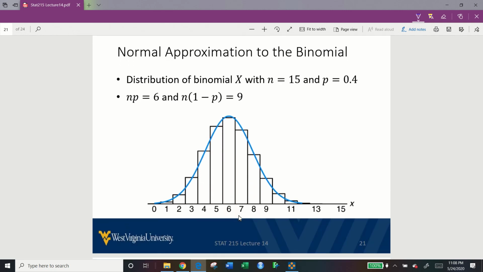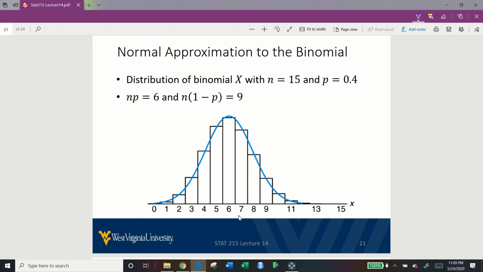So let's take a look at what this does. The distribution of a binomial x with n equal to 15 and p equal to 0.4 will give us an np equal to 6 and an n times 1 minus p equal to 9. So we have that np and nq are both greater than or equal to 5. If we were to graph it out, you can notice that the graph of the binomial distribution looks very similar to the normal distribution. And that's going to be true, as we'll see in later classes. We're going to talk about something called the central limit theorem.